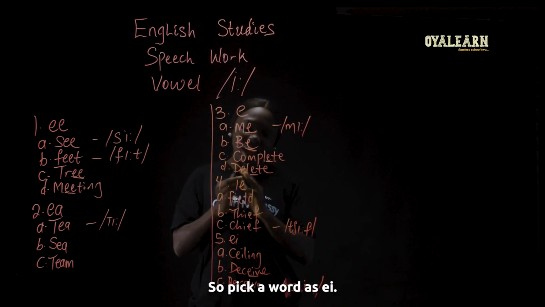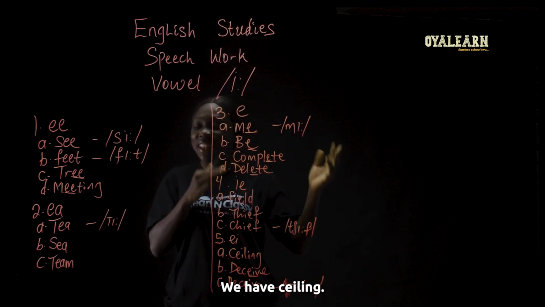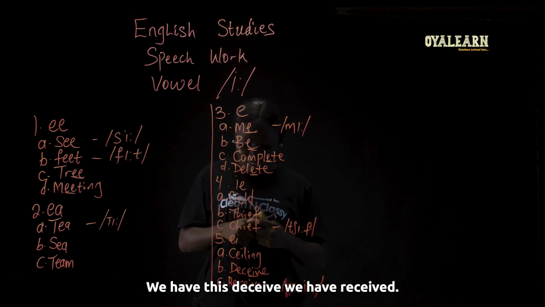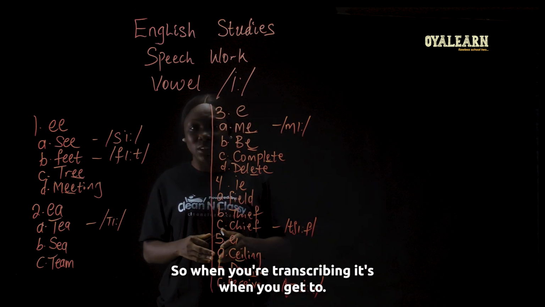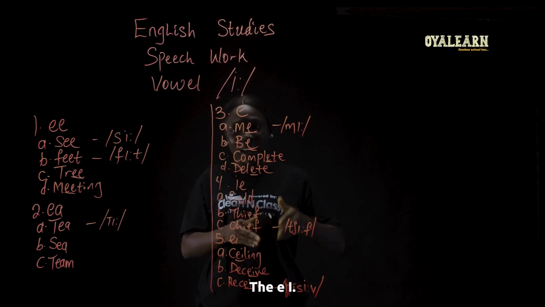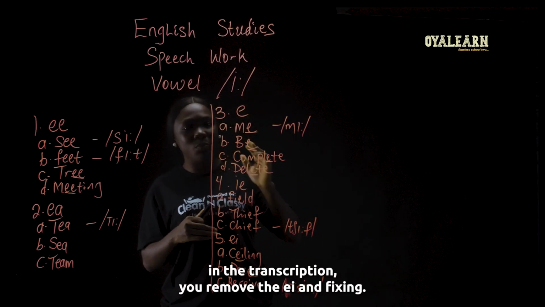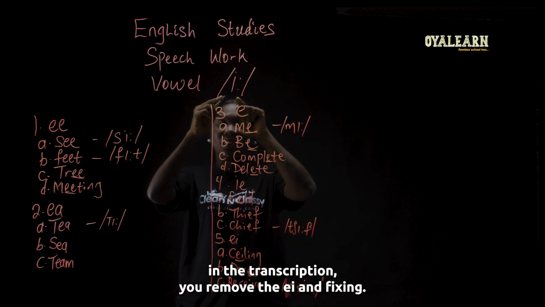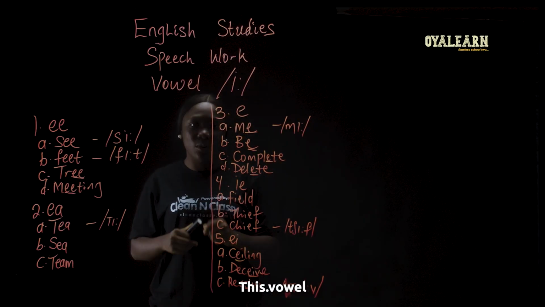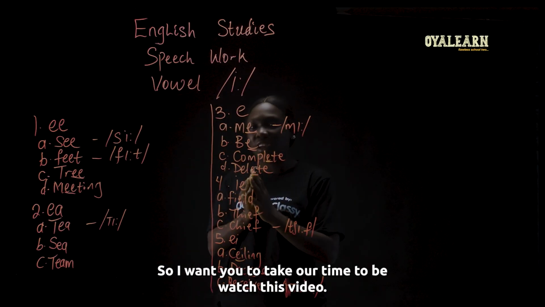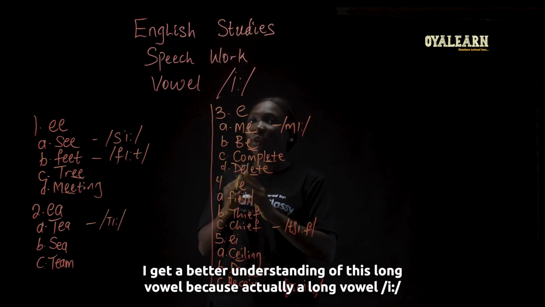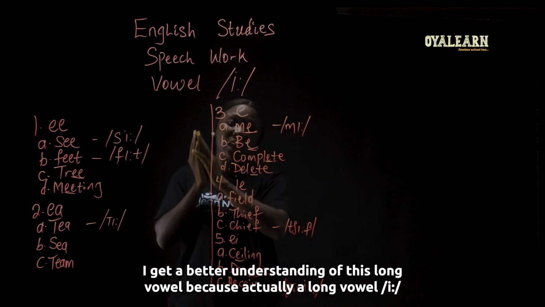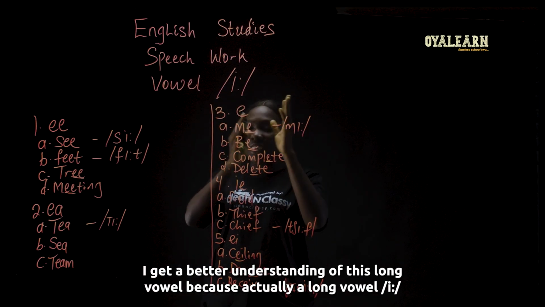Then the last example is EI. Pick a word that has EI. We have ceiling, deceive, receive. When you're transcribing it, when you get to the EI, you remove the EI and fix in this vowel. So I want you to take out time to rewatch this video and get a better understanding of this long vowel, because it's actually a long vowel, E.